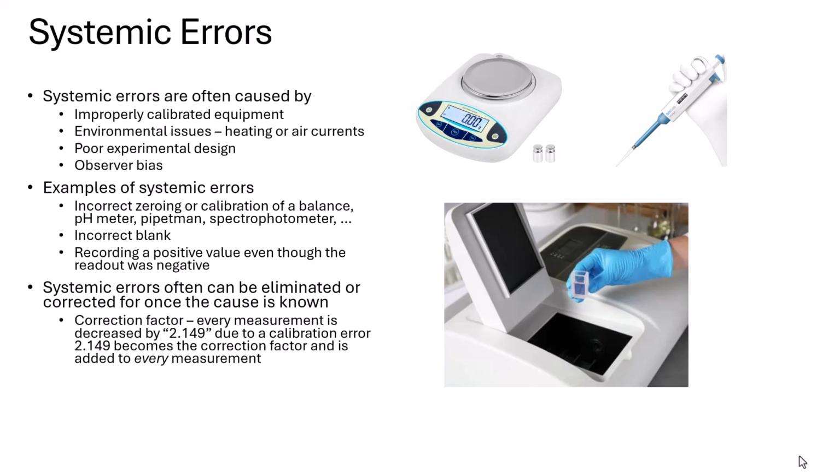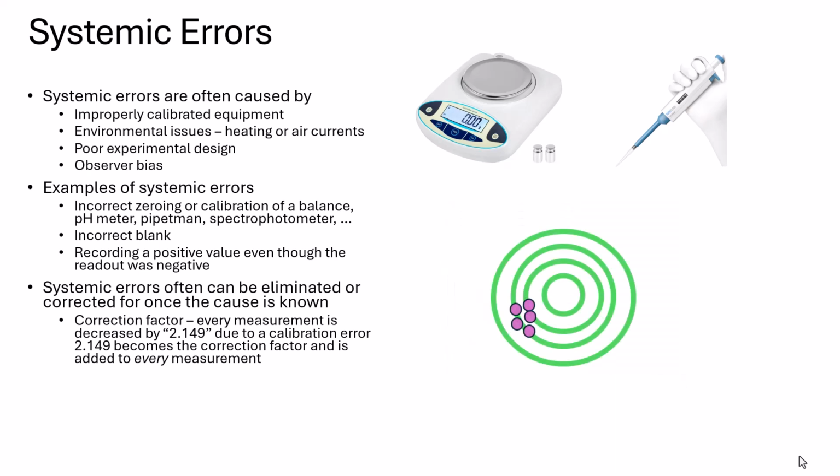Systematic errors often can be eliminated or corrected for once the cause is known. So maybe you knew that every measurement is decreased by 2.149 whatever units, absorbance units, pH units, grams, due to a calibration error. Then once you discover that, 2.149 becomes the correction factor and is added to every measurement. So systematic errors should be correctable, and it might even be that they can be eliminated. Again, if you have a systematic error, they're giving you precise readings. They're just inaccurate readings.